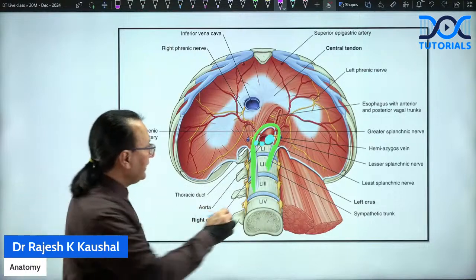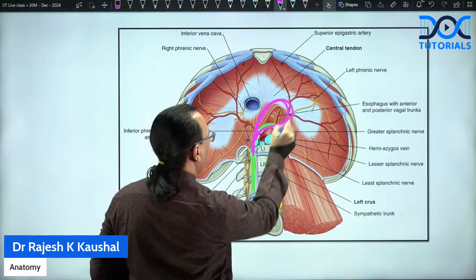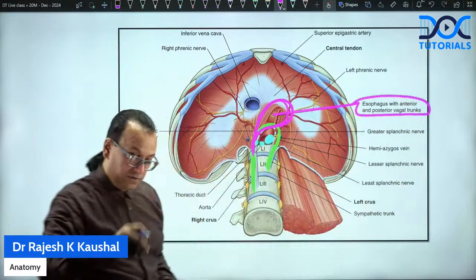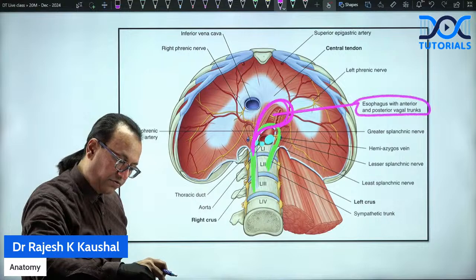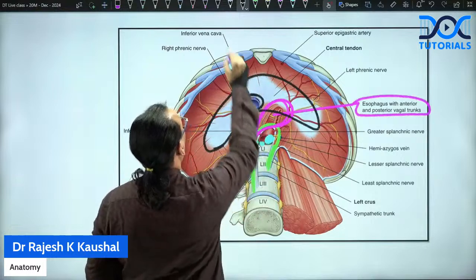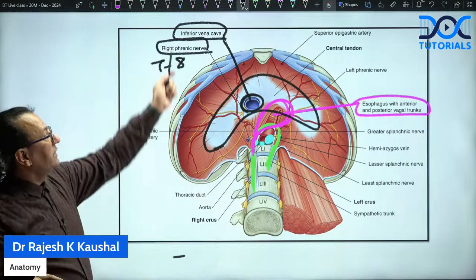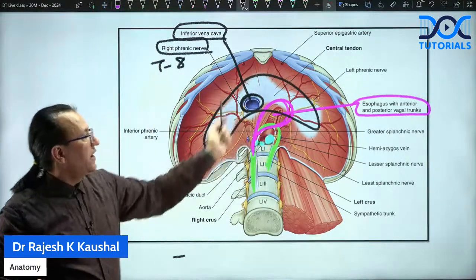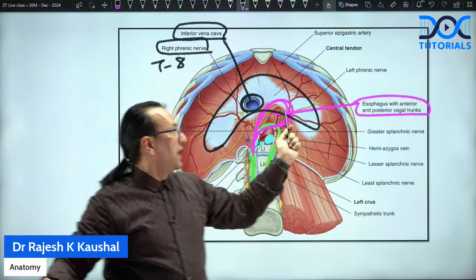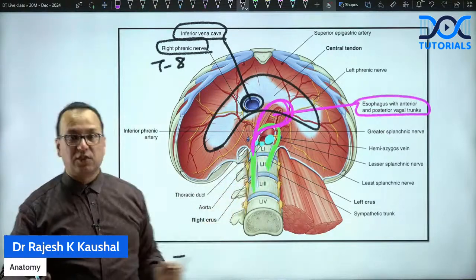Then you will see the right crus of the diaphragm sending one opening for esophagus. So that is the esophagus. And then you can see for yourself in the central tendon of diaphragm, you can see the inferior vena cava and the right phrenic nerve. This will be T8, thoracic 8 vertebra. So thoracic 8 vertebra, the central tendon with inferior vena cava; thoracic 10 vertebra, right crus of diaphragm, esophagus; and thoracic 12, the ATA structure in the median arcuate ligament, the openings in the diaphragm.